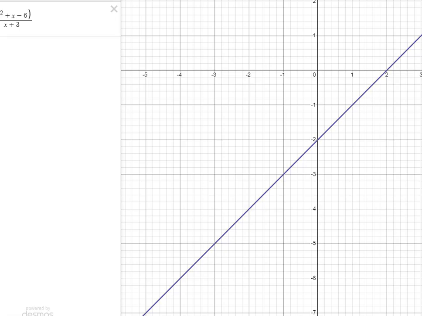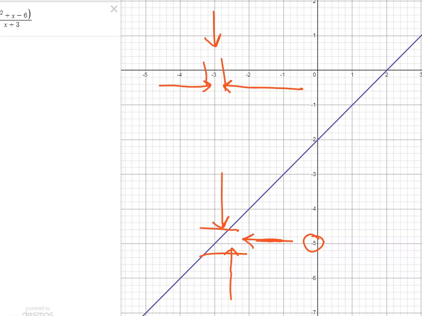Let me see if I can draw this on Desmos so we can see this. As x approaches -3 from both sides, so as x is in this little narrow window, the y values also approach a narrow window around -5. So for the corresponding x value, we've got a corresponding y value that we approach of -5. And that's going to be the limit, even though there's a hole in the graph at x equals -3. We still have a limit that exists.